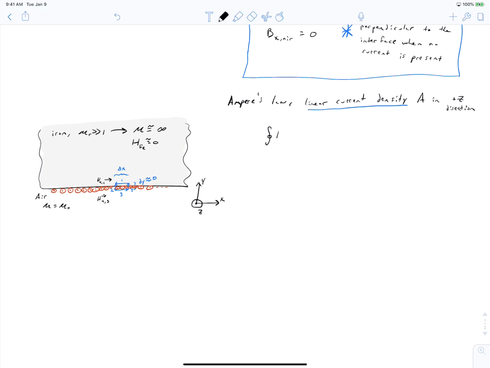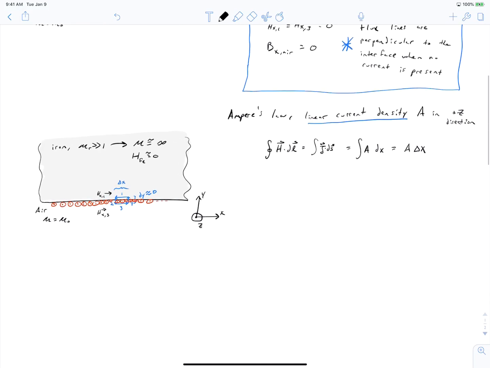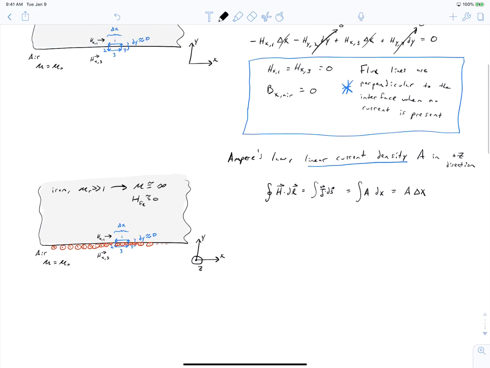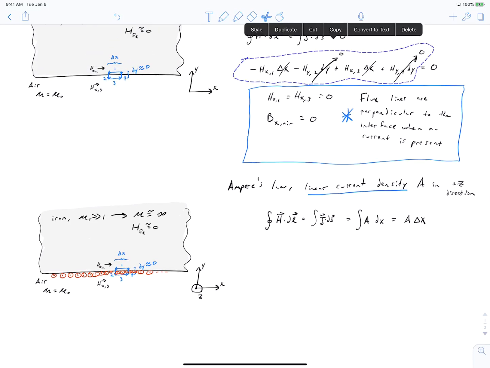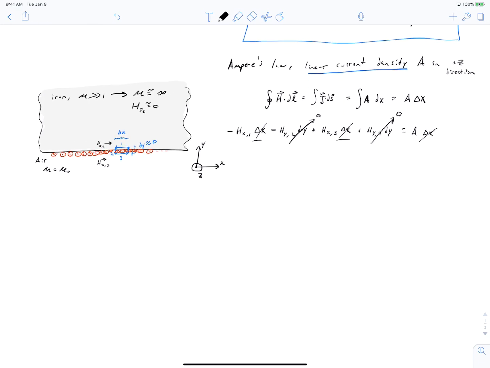So we rewrite Ampere's law. Only now, the integral of J dot dS is equal to the integral of a dot dx, which is equal to a times delta x, because that's the width of our path. And if we evaluate Ampere's law for the H field, we get the same thing as before on the left-hand side, but now the right-hand side is equal to a delta x. And this delta x is going to cancel with these other delta x's, so that we get this expression.